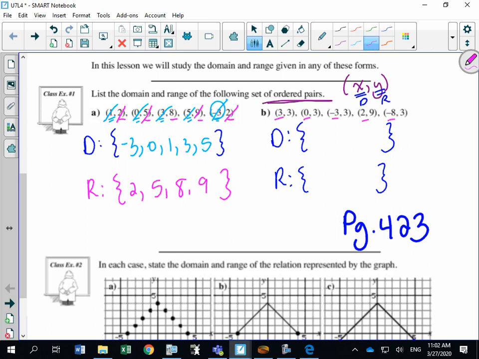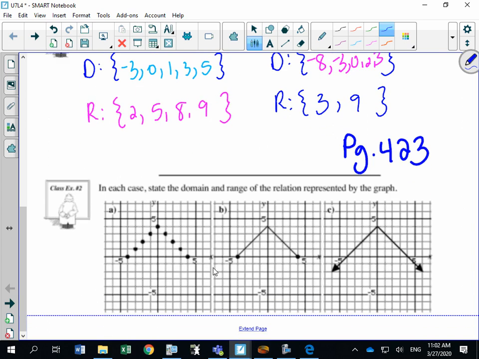Domain. Smallest x value is -8, followed by -3, followed by 0, 2, and 3. That would be my domain. My range would be my y values: 3, 3, 3, 9, and 3. Okay, 3, 9. There's my range.